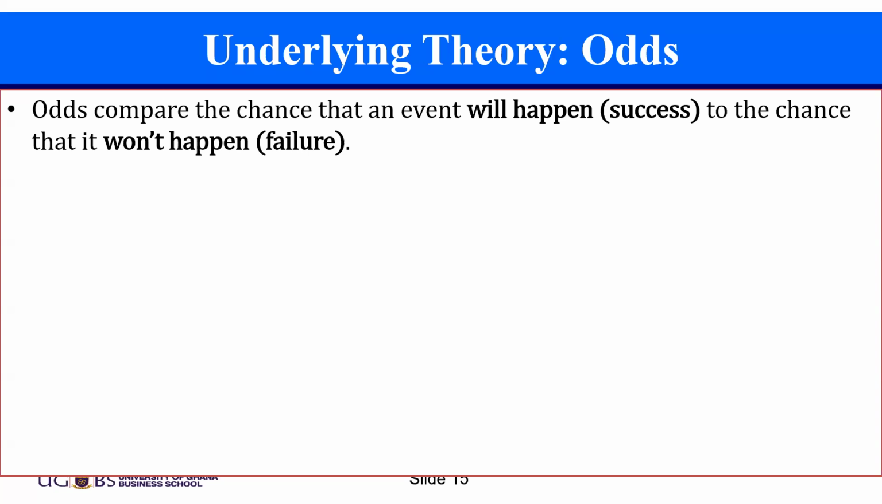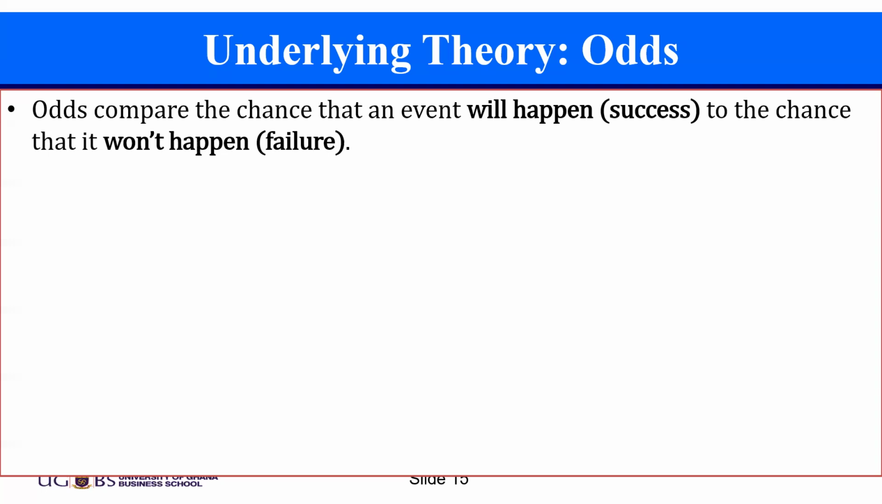Now, when we come to statistical probability, it's a little bit different, because in probability or statistics, odds compare the chance of an event happening to the chance of the event not happening. So the odds here compare the chance that the event will happen, which is success, to the chance that the event will not happen, which is failure.